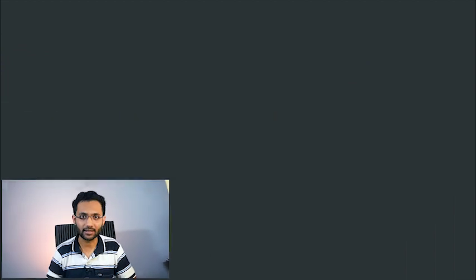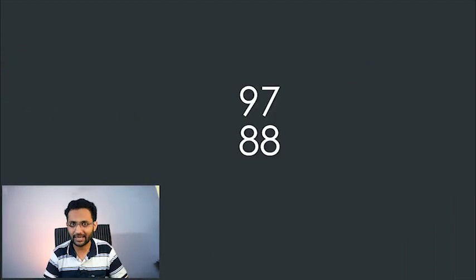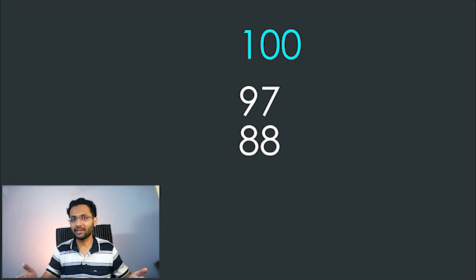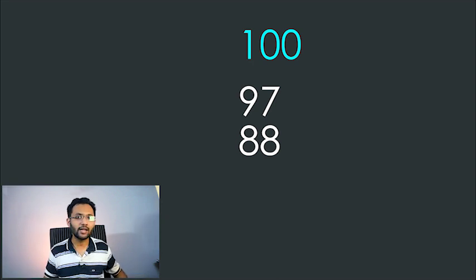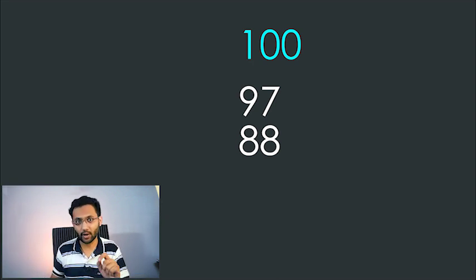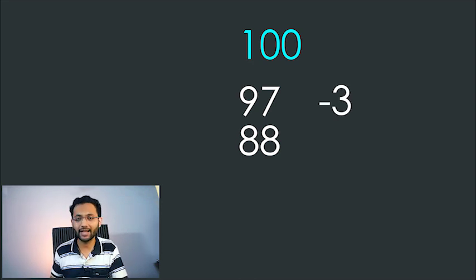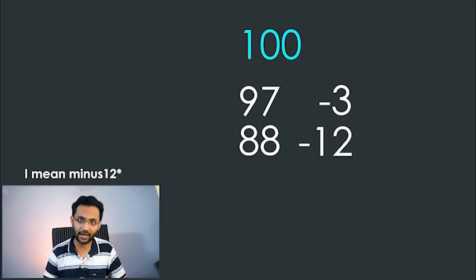Take this example. 97 multiplied by 88. Both the numbers are near to 100. So the base is 100. Now we write 97 and 88 in a column. Now in front of those two numbers, you have to write whether they are less or more than the base number. And of course, by how much. 97 is 3 less than 100. So we write minus 3 in front of 97. And 88 is 12 less than 100. So we write minus 12 in front of 88.